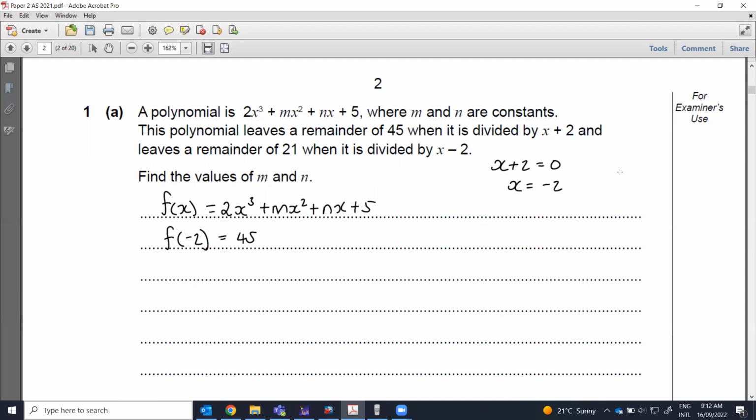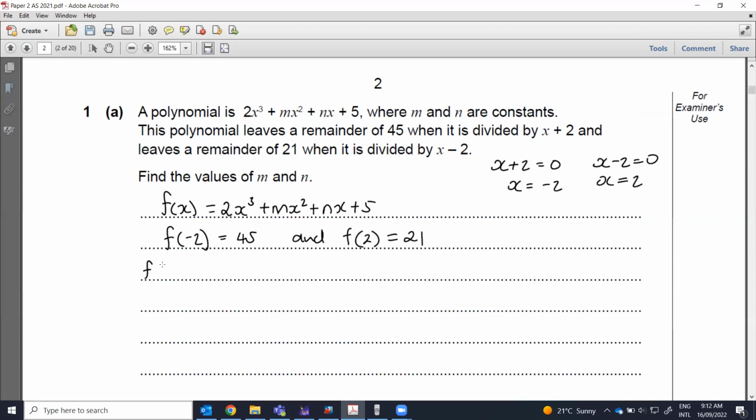Then we also know that when it's divided by x minus 2, I'll equate it to 0. Then I say x is equal to 2. So when I divide it by x minus 2, my remainder is 21. So these are the two equations I will come up with, and then I'll solve them simultaneously to find the value of m and n.